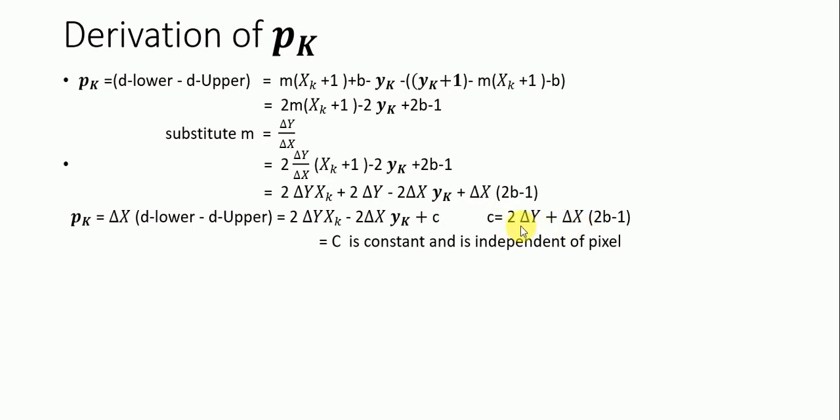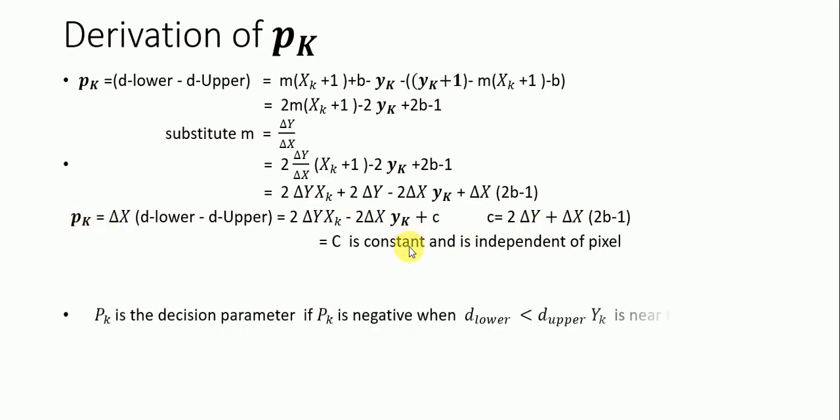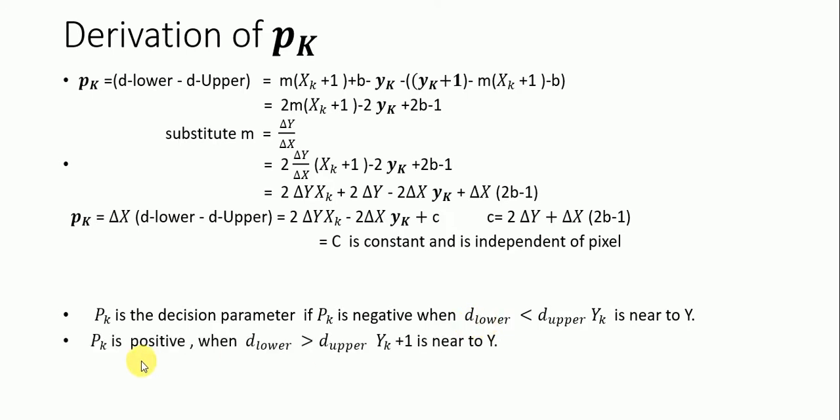That means whatever value this gets, it will not affect pk. So that's why it becomes constant. And the decision parameter pk, by substituting all this, if pk becomes negative, then d lower is less than d upper. If it is greater than 0, d upper is less than d lower. If pk is positive, d lower is greater than d upper.